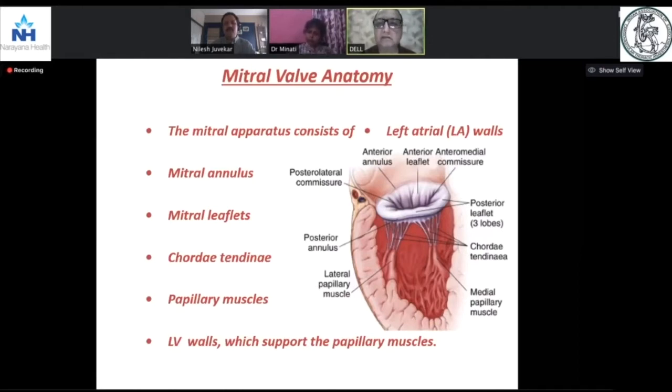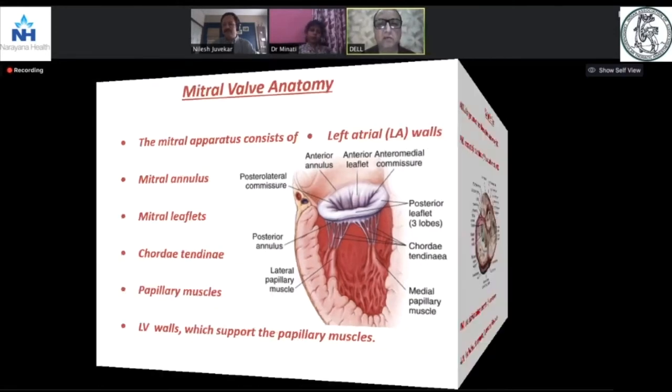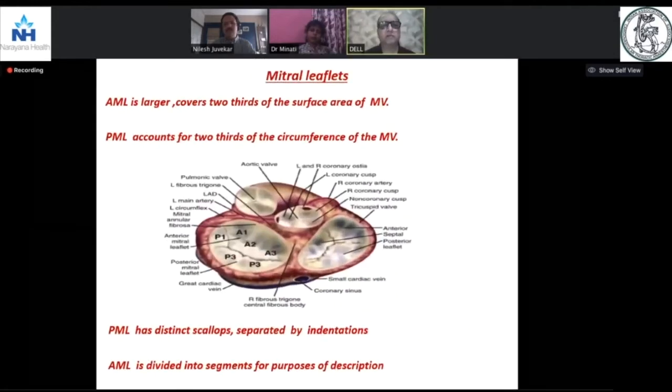The mitral apparatus actually consists of the left atrial walls, which is an important part of the mitral apparatus, then the mitral annulus, the mitral leaflets, there are two in number, the anterior and the posterior mitral leaflets, the chordae tendineae, the papillary muscles, and in fact the LV walls which support these papillary muscles. I'll not go into too much detail regarding the anatomy of the mitral valve.